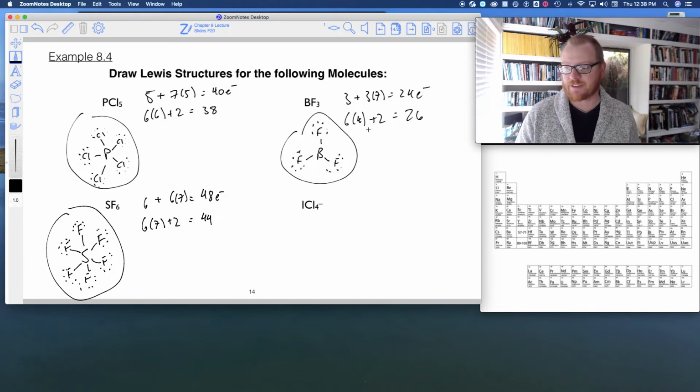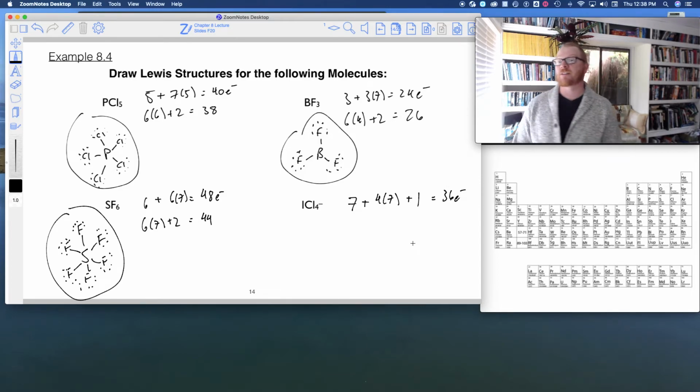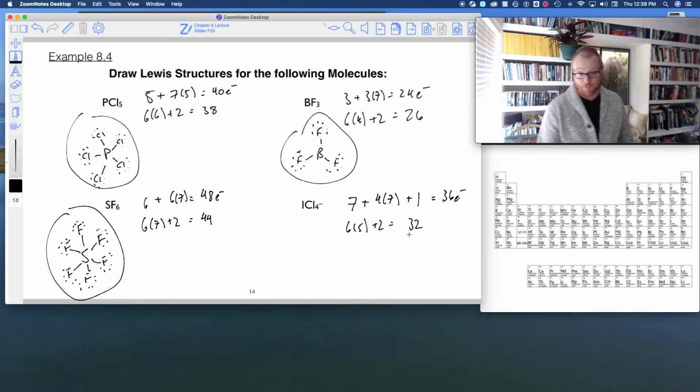Okay, so this one's interesting. ICl4 minus. Iodine has 7 valence electrons. Each chlorine has 7, and there's 4 of them, plus 1 extra electron because of the minus charge, right? And so that gives me 7 times 4 is 28. So that gives me 36 valence electrons that I've got to spread around. So there's 5 non-hydrogen atoms. 6 times 5 plus 2 gives me 32.